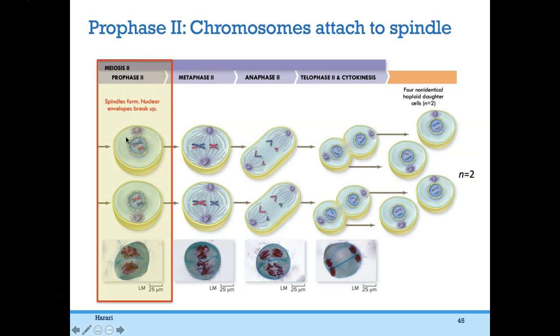The spindles are going to form from the centrosome, right? They're going to start moving to opposite poles of the cell so they can grab onto those chromosomes, right? The nuclear envelope dissolves, the chromosomes condense.